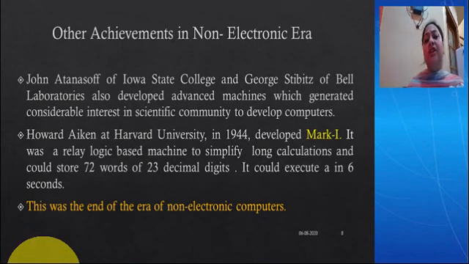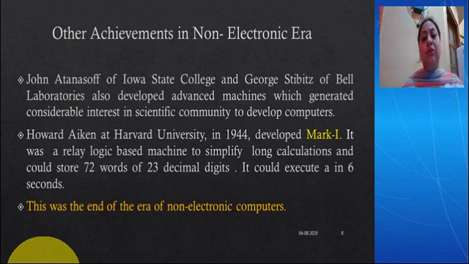Now the other achievements in the non-electronic era. This era is usually known as the non-electronic era, and other achievements made during this period include the computers developed in this time. John Atanasoff of Iowa State College and George Stibitz of Bell Laboratories developed advanced machines which generated considerable interest in the scientific community to develop computers.